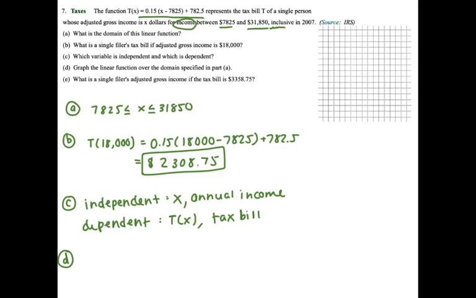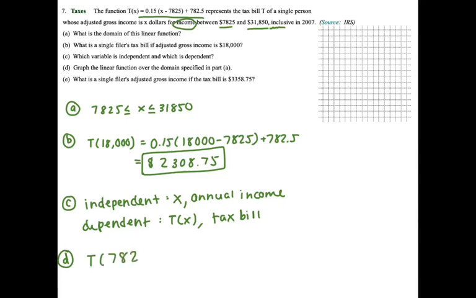All right, graph the linear function over that domain specified. And now you only need 2 points to graph a line. So I'm going to find 2 points. I'm going to find that lower bound and the upper bound point, and I'm just going to plot both of those and then draw a line between the two.